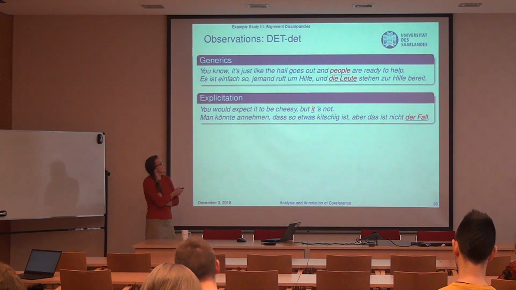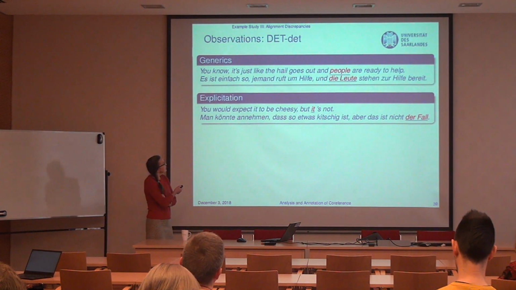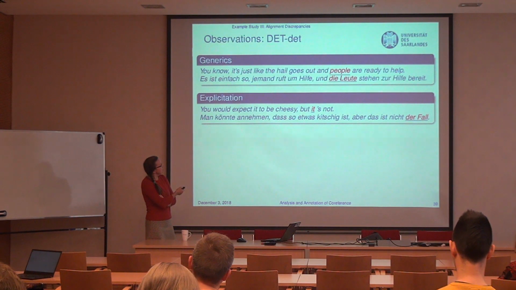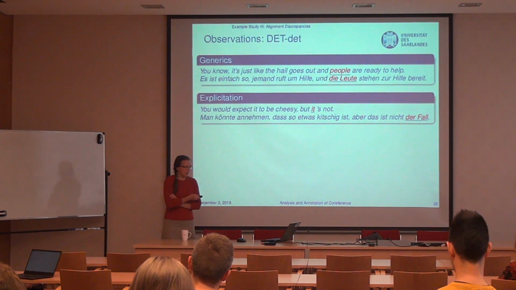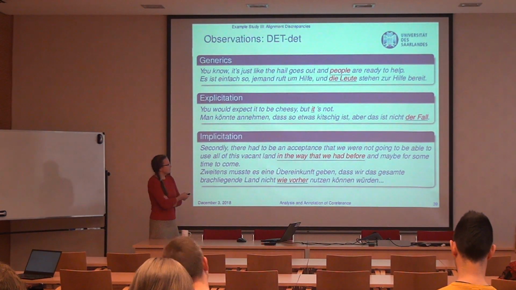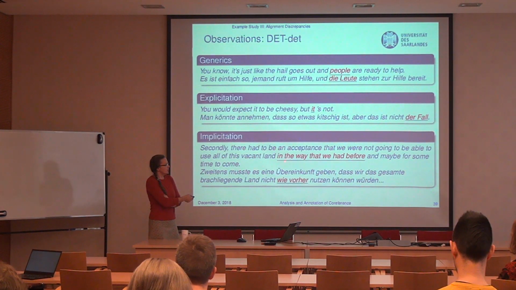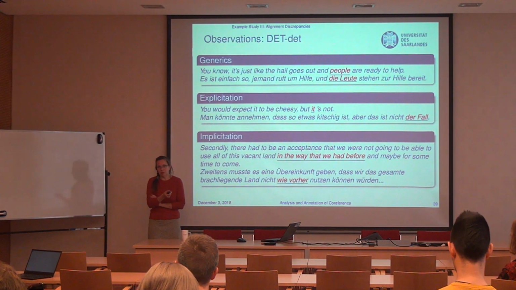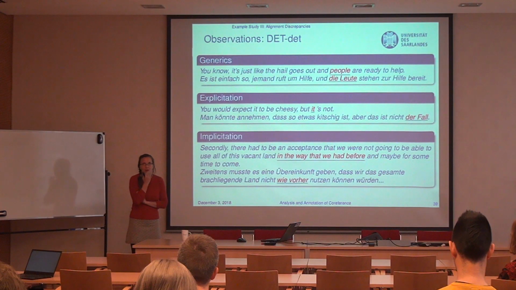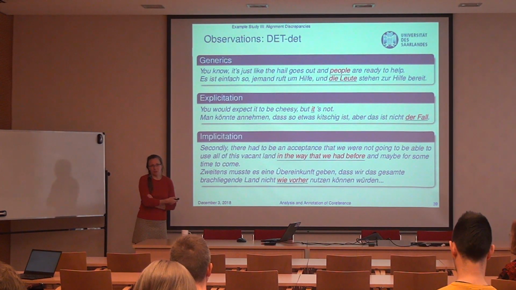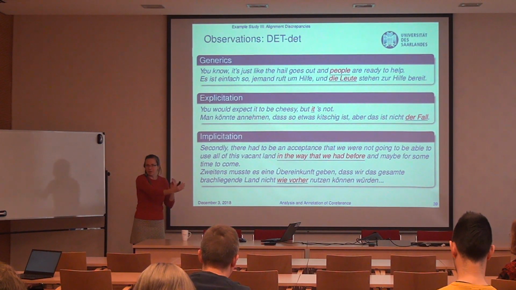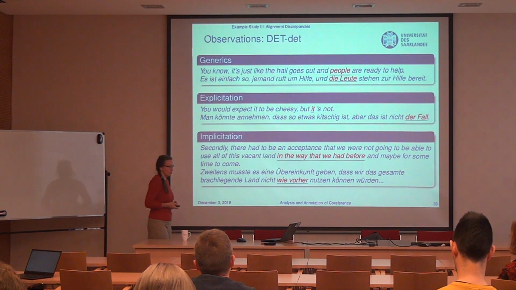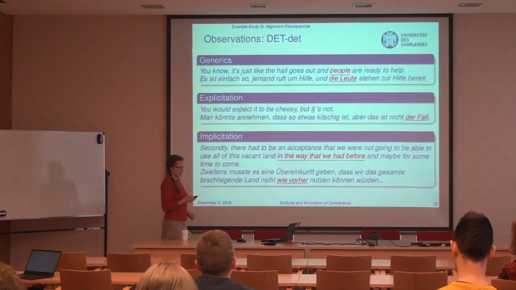Then we had the cases of explicitation. I would expect it to be cheesy, but it's not. And then in German you have der Fall, so a full nominal phrase. And we also had the cases of implicitation, where we had some longer construction in the English source, but a shorter construction in the German target. Which could be, in this case, of course, something coming from the data, just because the transcribers had to compress the sentence, make it shorter.